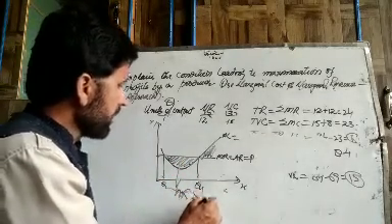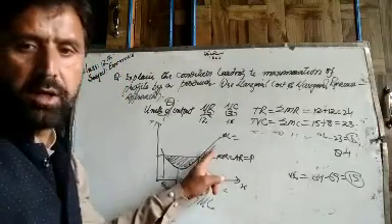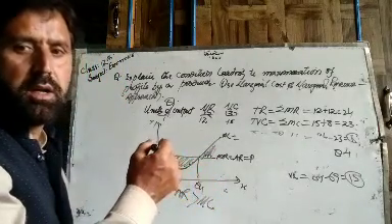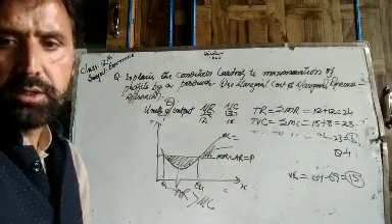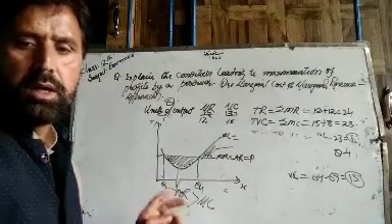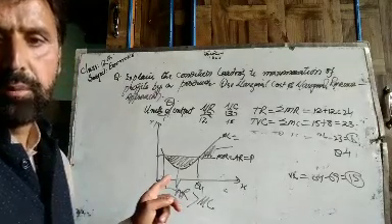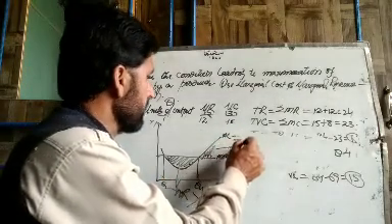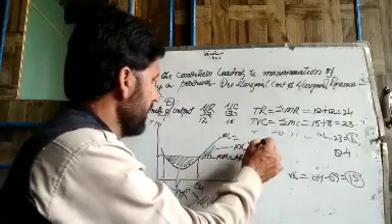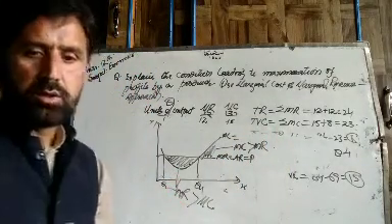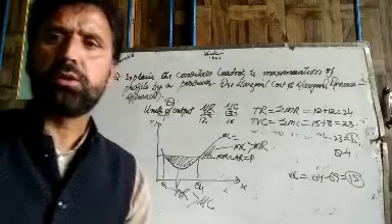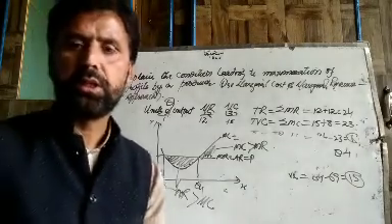So dear students, in this shaded portion marginal revenue is greater than marginal cost, and beyond the equilibrium point marginal cost is greater than marginal revenue. I hope that you understand it.